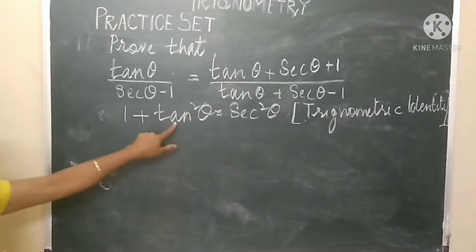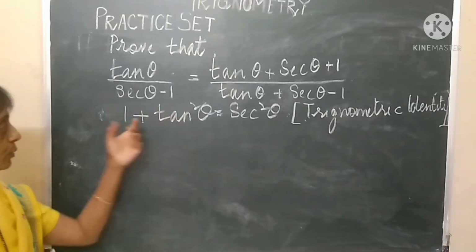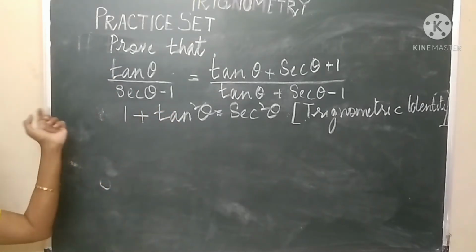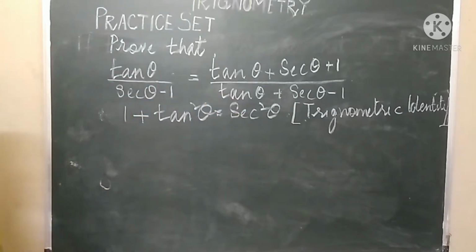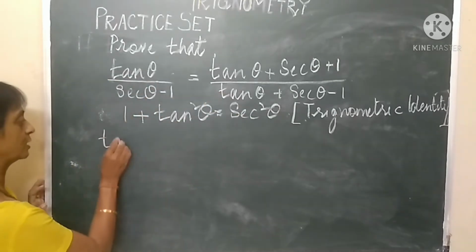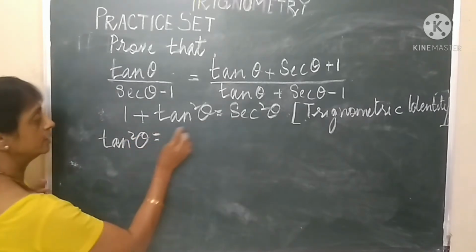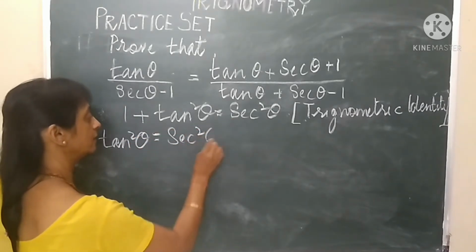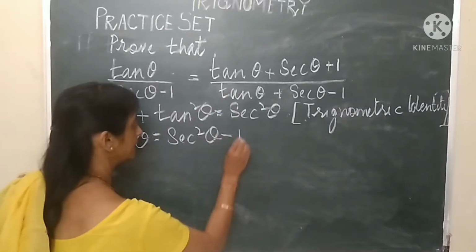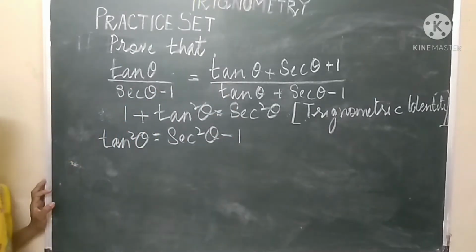We want only tan theta. So what can we do? Take plus 1 on the other side. So what are we left with? Tan square theta is equal to sec square theta. Plus 1 goes on the other side, gives us minus 1.